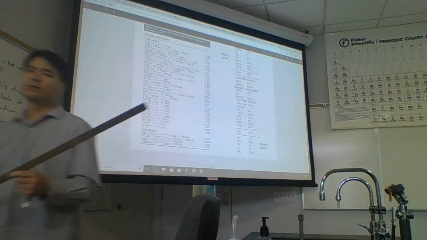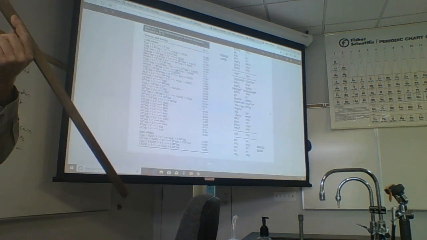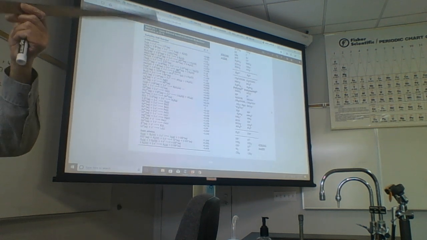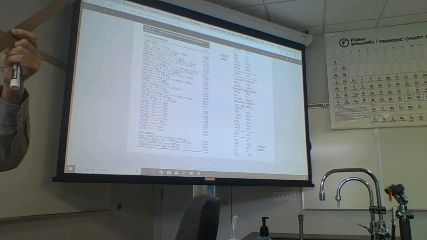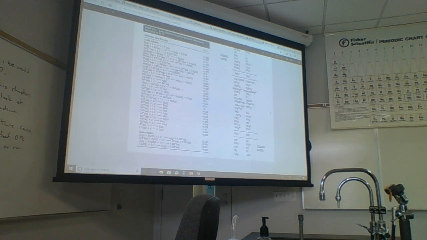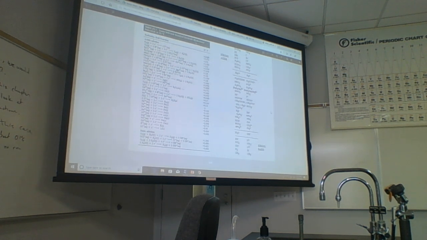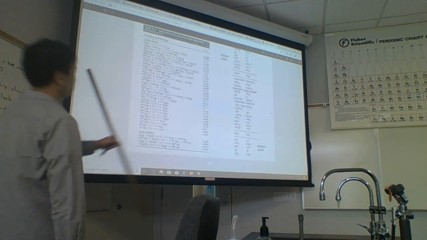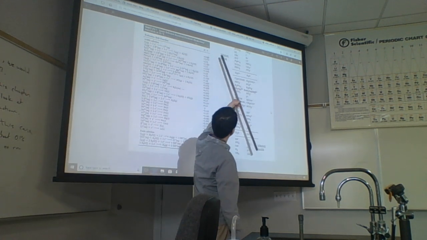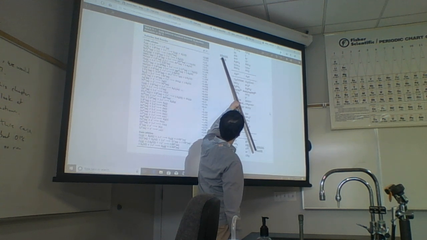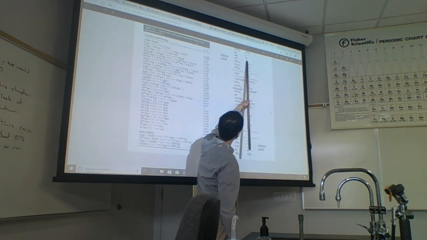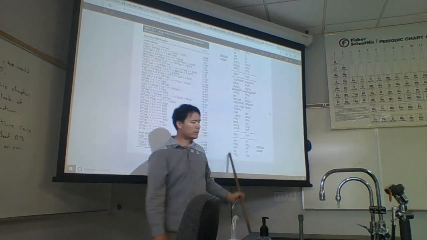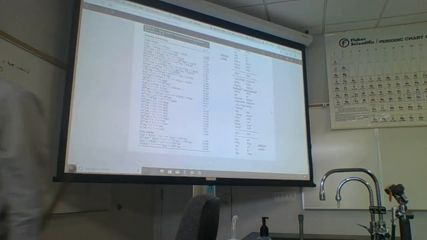There's a seesaw relationship. If the acid's strong, the base has got to be weak. If the base is strong, the acid's got to be weak. And so we see that seesaw relationship here. Strong acid, weak base. Strong base, these are going to be the weakest acids. Here.